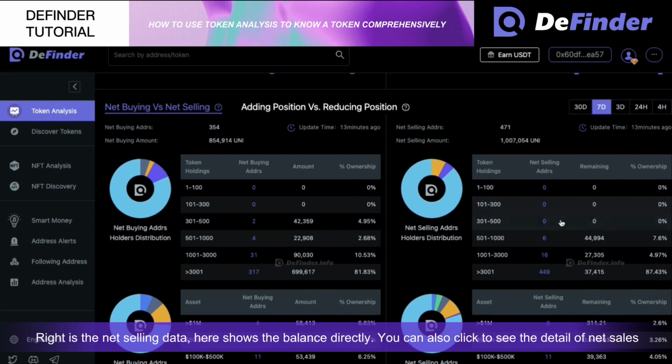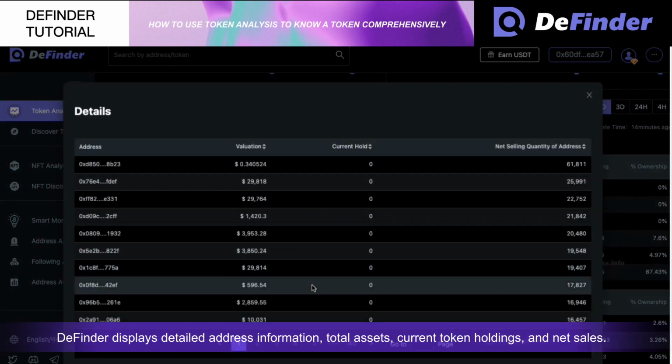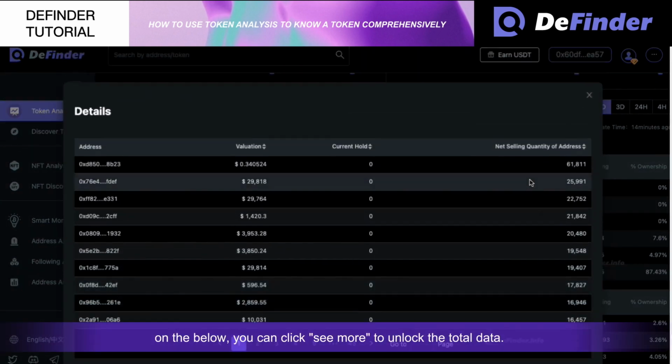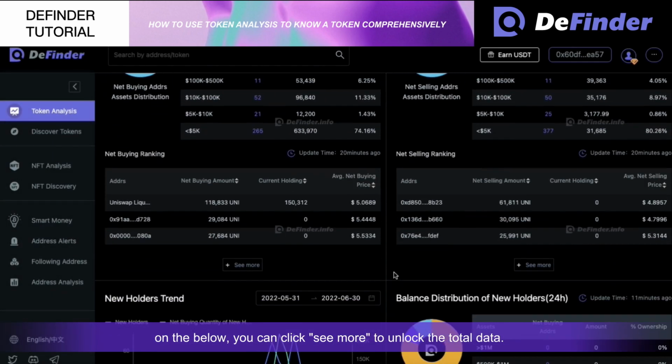Right is the net selling data. Here shows the balance directly, and you can also click to see the detail of net sales. DeFinder displays detailed address information, total assets, current token holdings, and net sales. In addition to this, on the below you can click See More to unlock the total data.